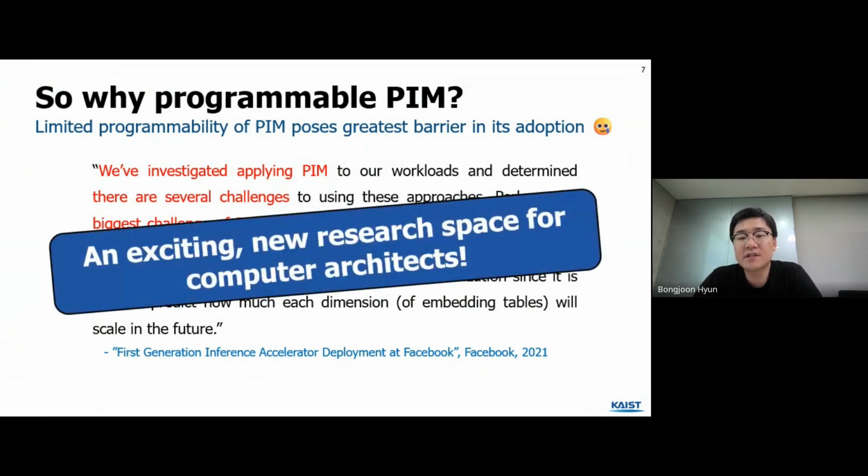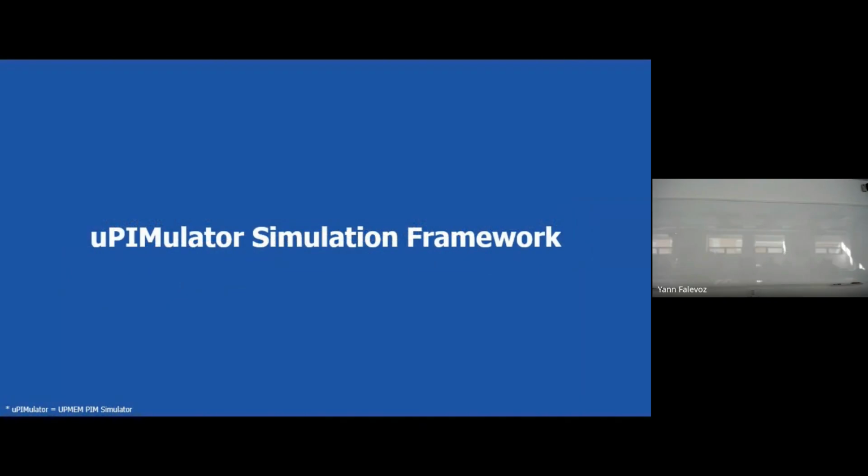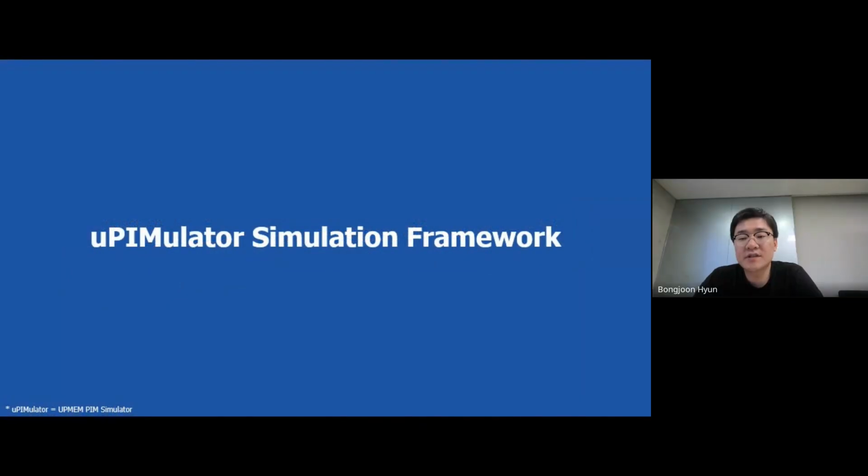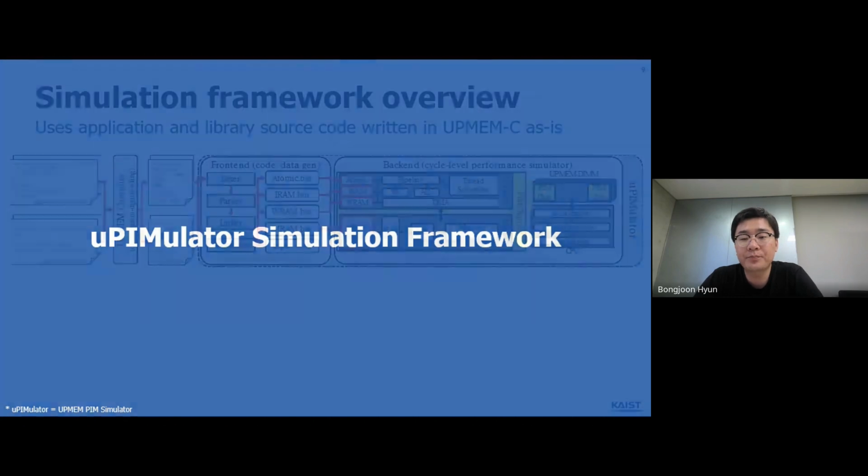In the rest of this presentation, we seek to uncover UPMEM-PIM's unique characteristics from a computer architect's perspective, which we utilize to find interesting architecture features that we deem will be critical for future PIM architectures to support. To elucidate the unique characteristics of UPMEM-PIM hardware-software architecture, we developed a simulation framework for UPMEM-PIM called uPIMulator.